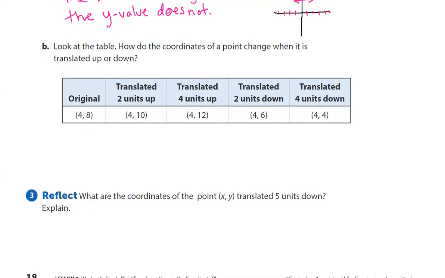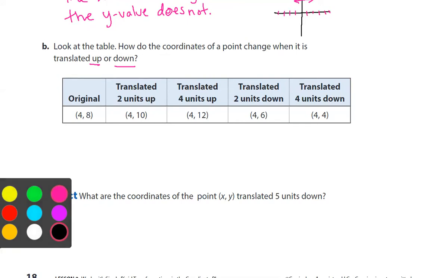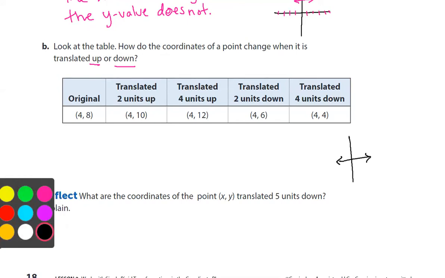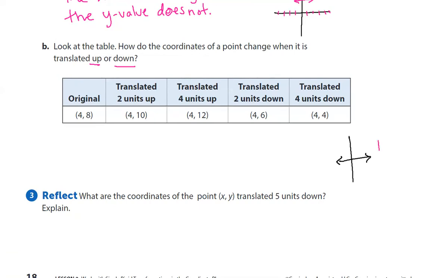Okay, so same deal here, except this time we're going up or down. Okay, I'm going to draw another little coordinate plane for you. And now this shape is going up and down. So this is not going to change. The x is not going to change this time. The y is going to change because it's going to go up or down. It's not going left or right.